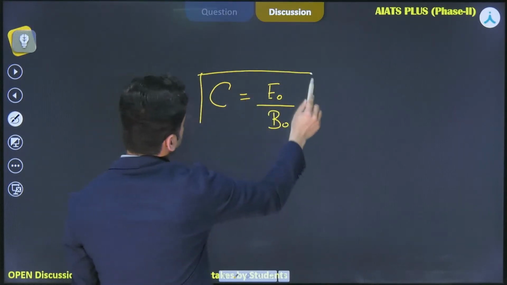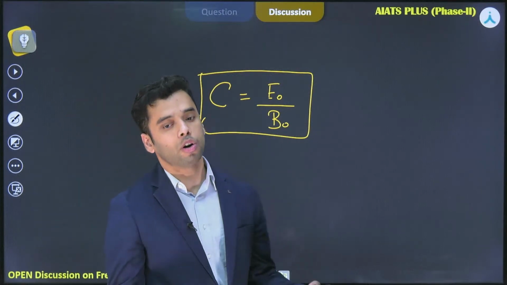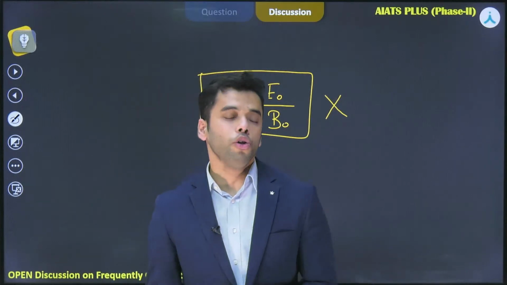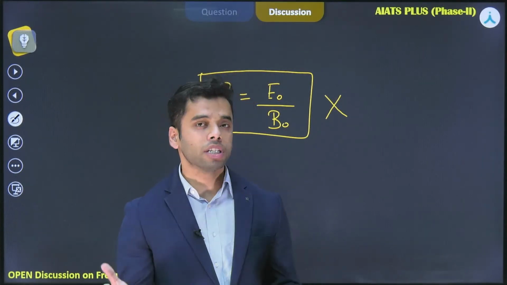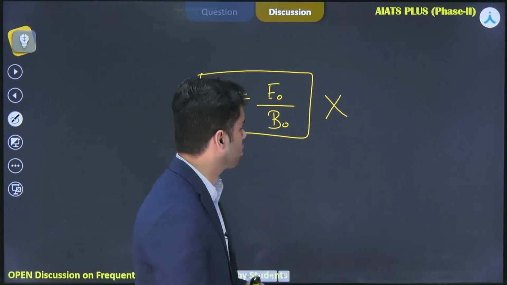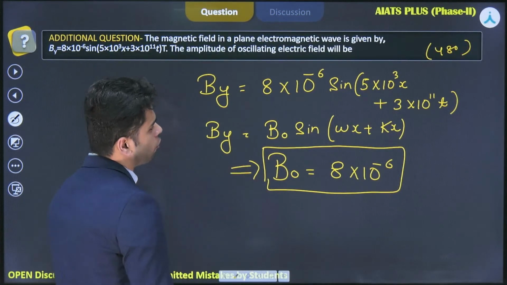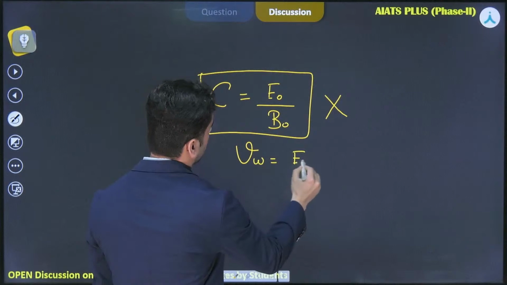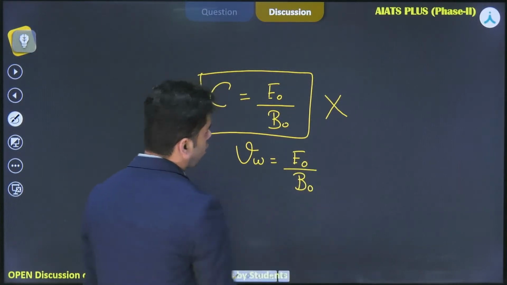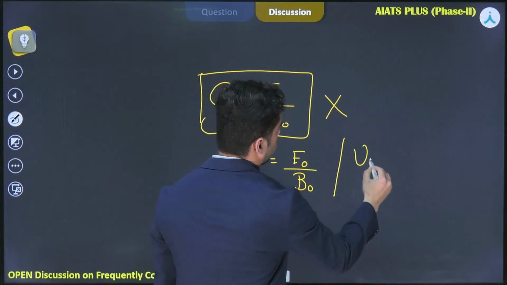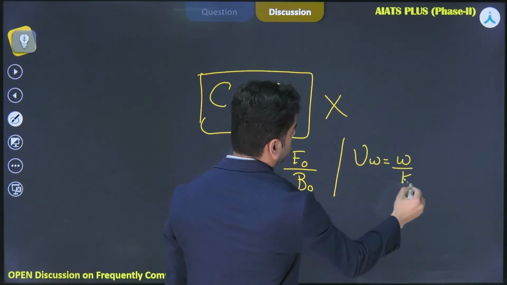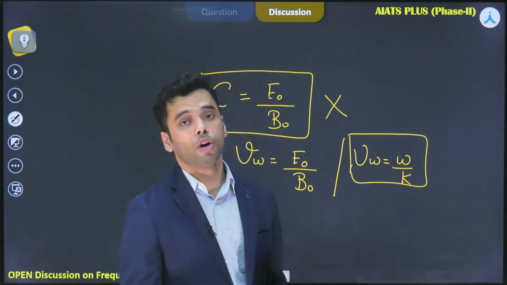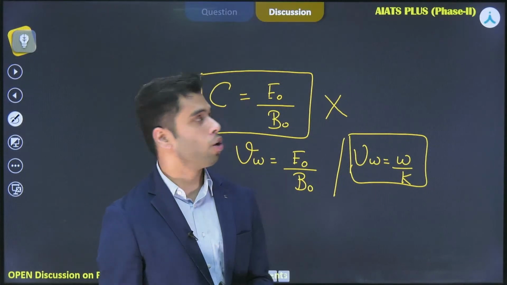Many of you must be using this formula, C that is equal to E naught by B naught, but this formula this time over here is wrong. You cannot use this formula C to be equal to E naught by B naught because electromagnetic wave is not going in a free space. This time, you need to calculate the velocity of the wave, which will be equal to E naught by B naught, and this time velocity of wave will be calculated by omega by K. Since they have not mentioned that it is going in a free space, you need to calculate the velocity of EM wave, and it will be equal to E naught by B naught.